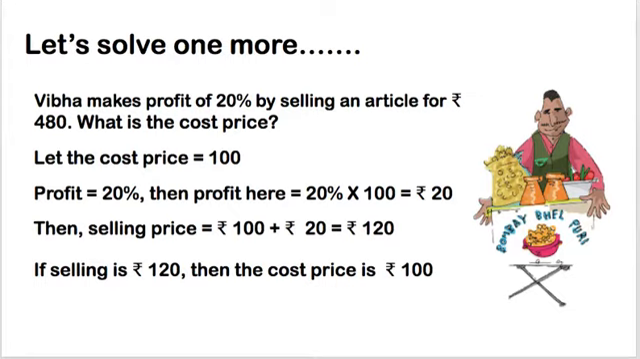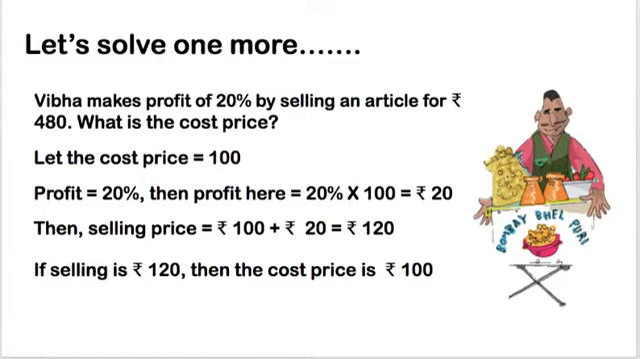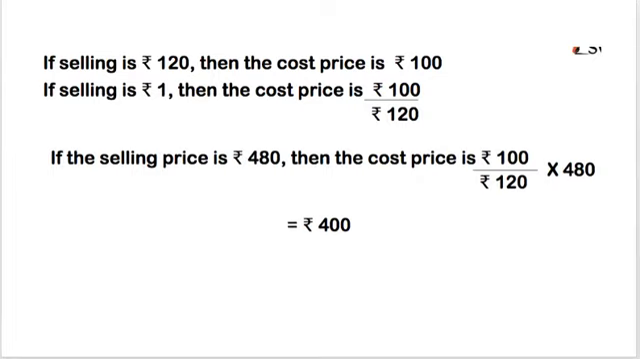Now we'll be using the unitary method: if my selling price is 120, the cost price is 100. So if my selling price is 1 rupee, what will be my cost price? Using the unitary method, it will be 100 by 120. Now what is given in the question? My selling price is not 120 but 480. So when my selling price is 480, the cost price will be 100 divided by 120 into 480. When you solve this, it gives that the cost price is 400.